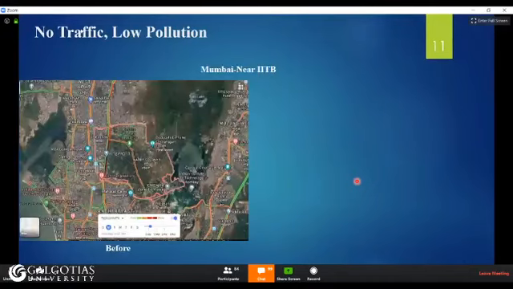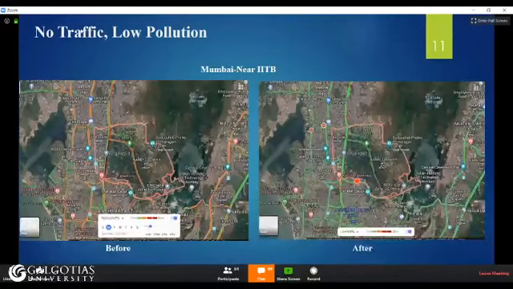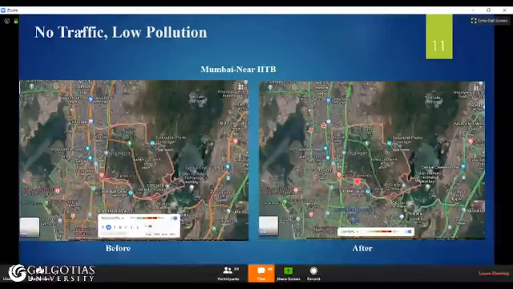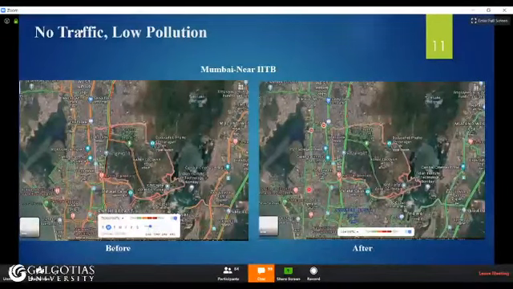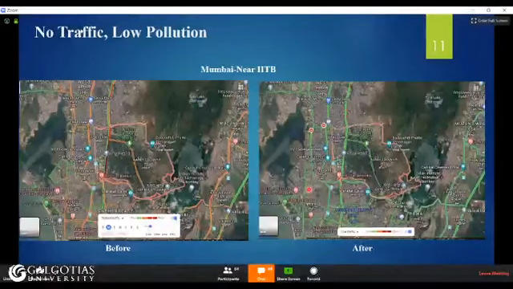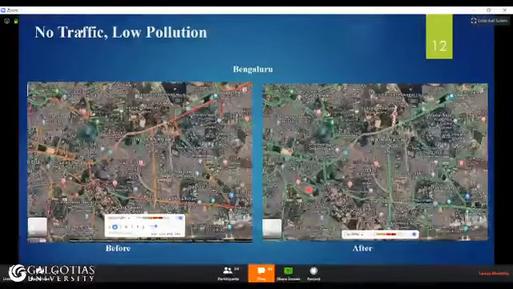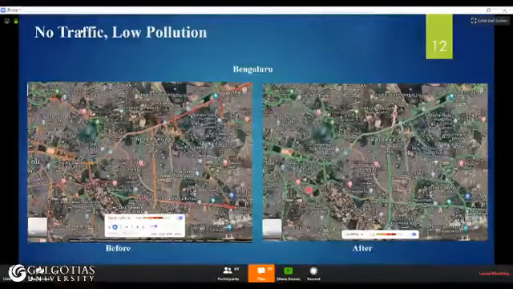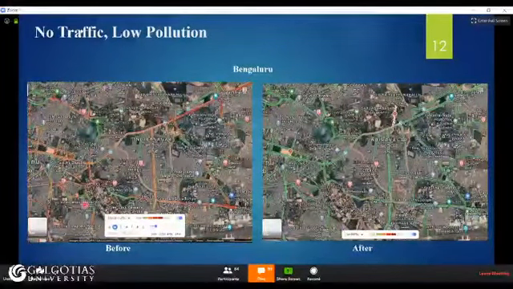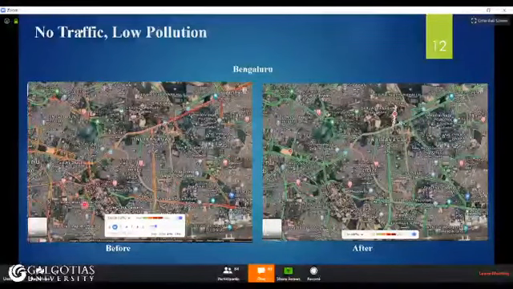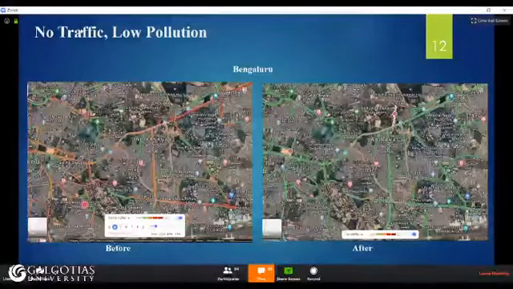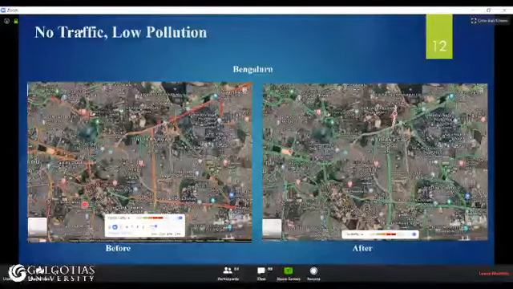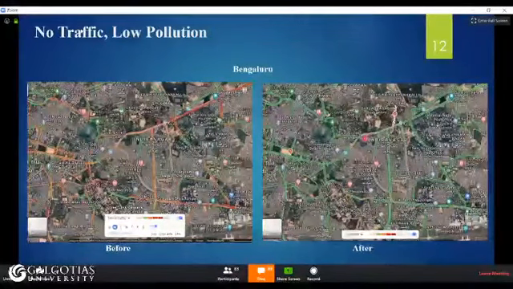And then we have Mumbai. This is near IIT Bombay, which is one of the busiest places. Again, a similar comparison can be made. And then we have Bangalore. Before and after, you can see Bangalore is one of the busiest cities in the country, wherein you have traffic lights at each and every junction within a short span of distance. But now you can hardly see any traffic on the right hand side, most of it has been reduced.